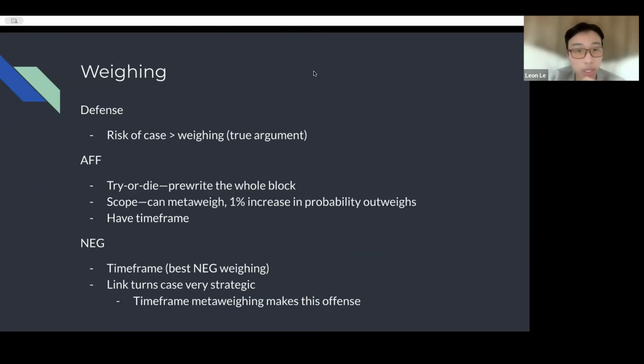Okay. Yeah, I guess the last thing I can talk about is Wang, and there's two main things I want to cover here because I've covered most things before. The first is defense. I think that risk of case comes over Wang, but a lot of judges for some reason don't.